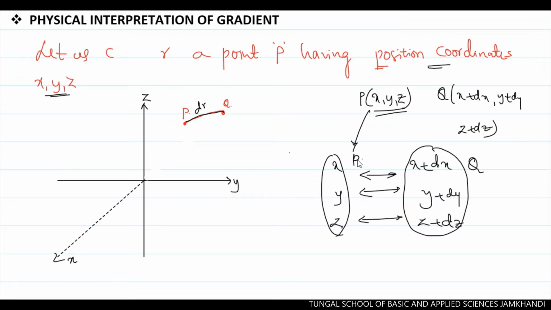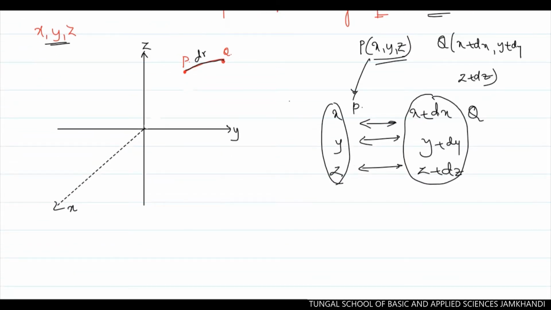Now the vector distance between the two points P and Q, the vector difference between these two points as I have already defined, is now dr. So dr is equal to, it's now a vector because it tells about the positions, right?